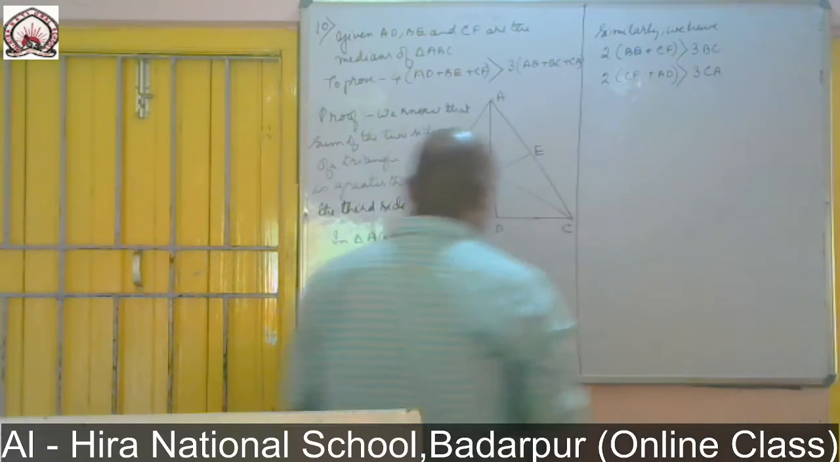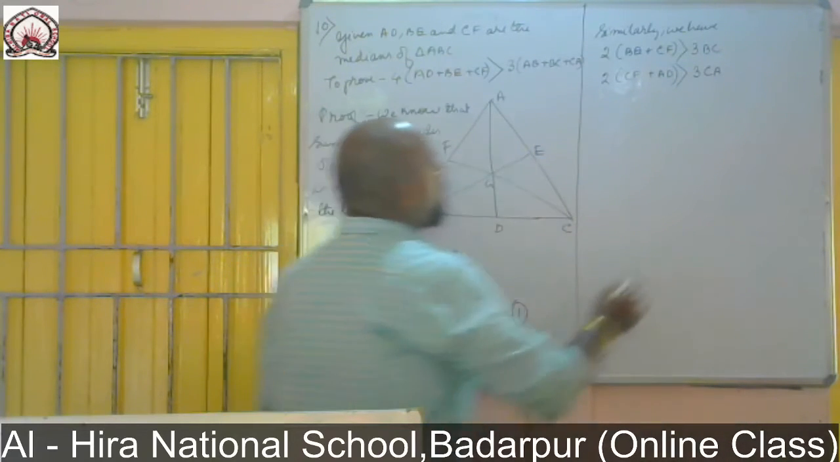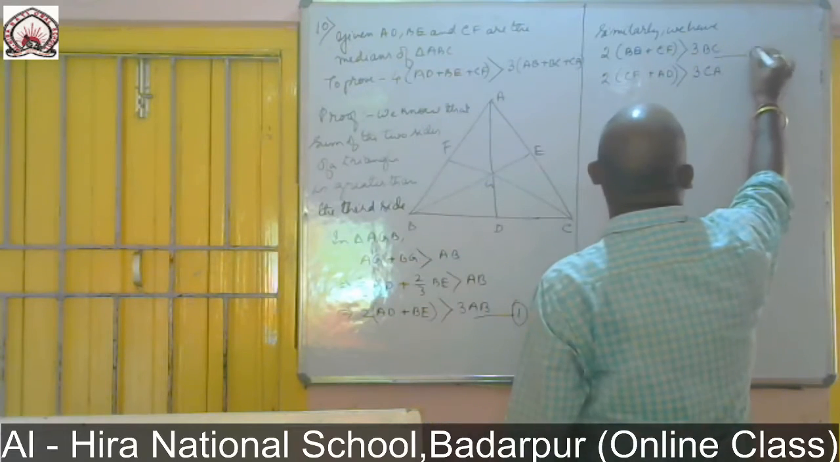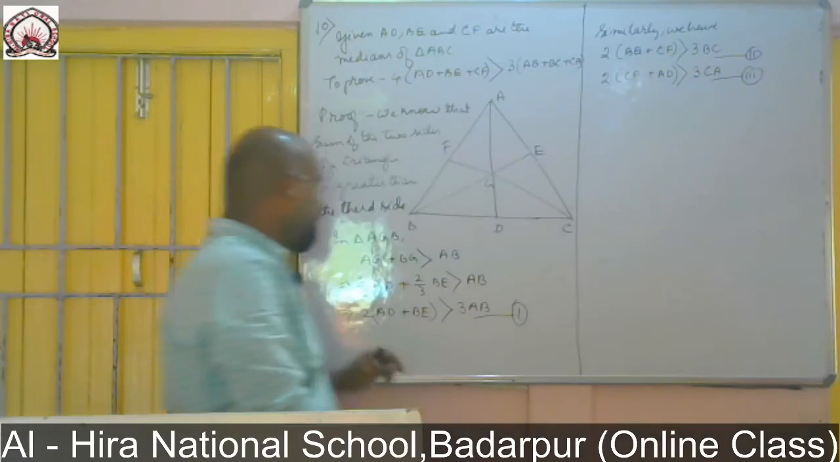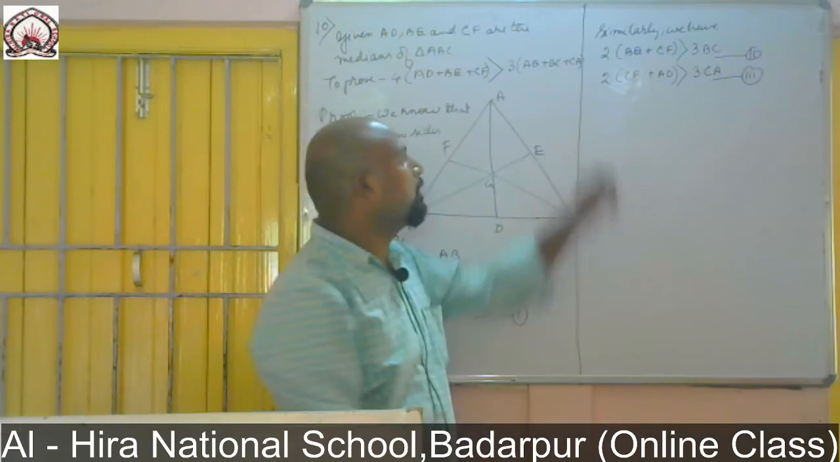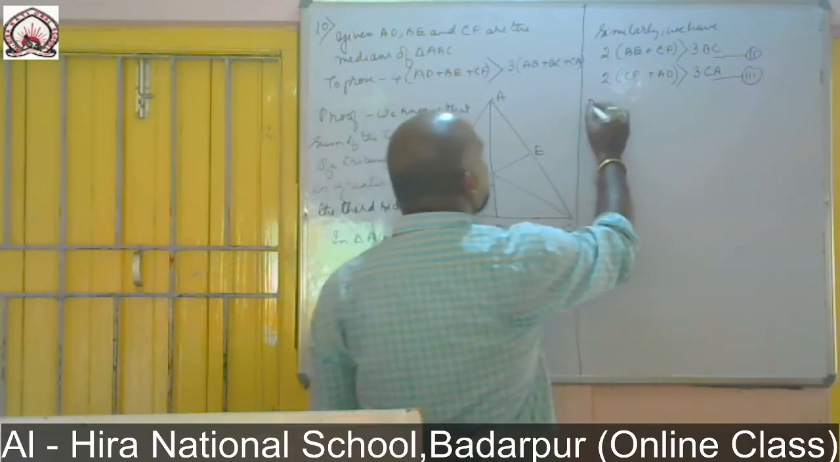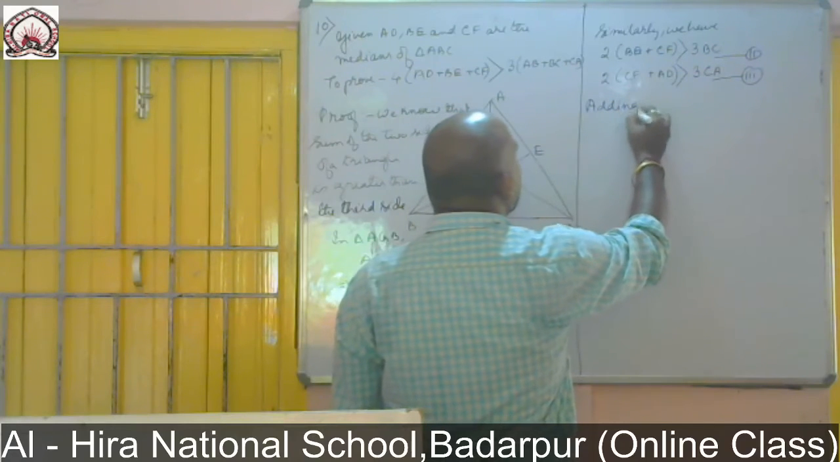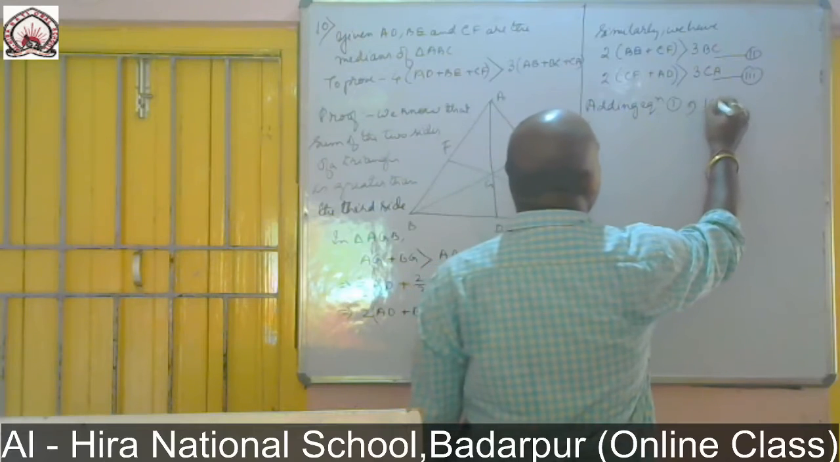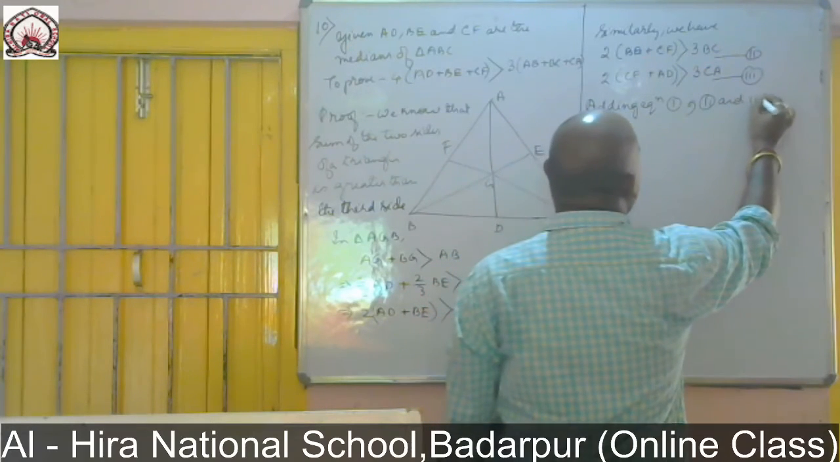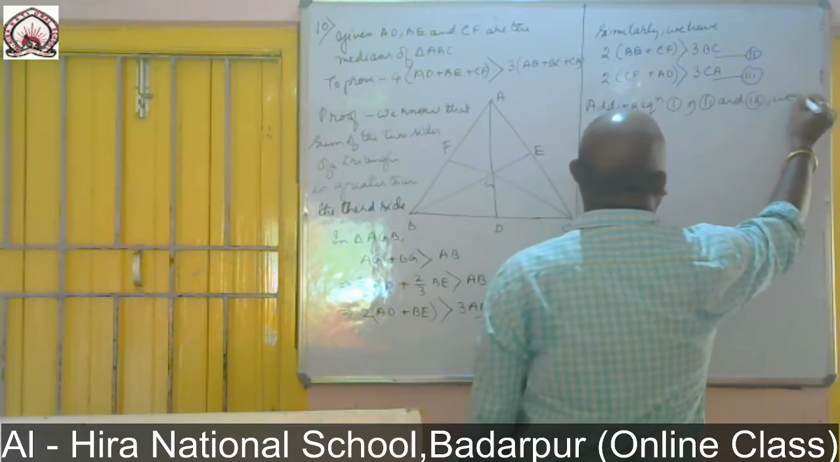Okay. Let us consider this is equation 1, this one is equation 2, this one is equation 3. Now, so this is equation 1, 2, 3. So, adding equations 1, 2 and 3, what are we getting?